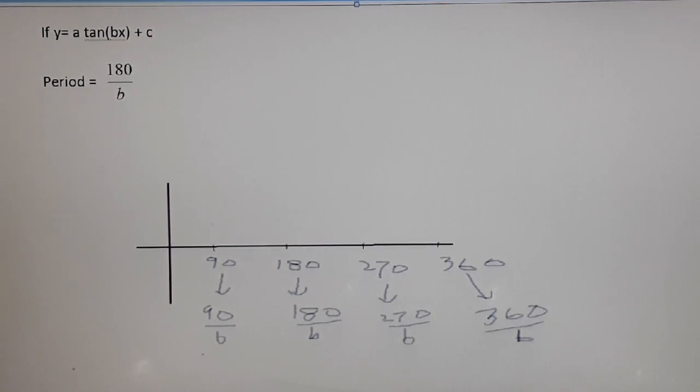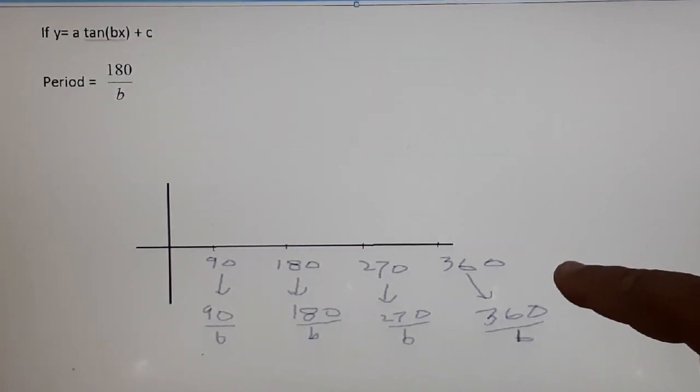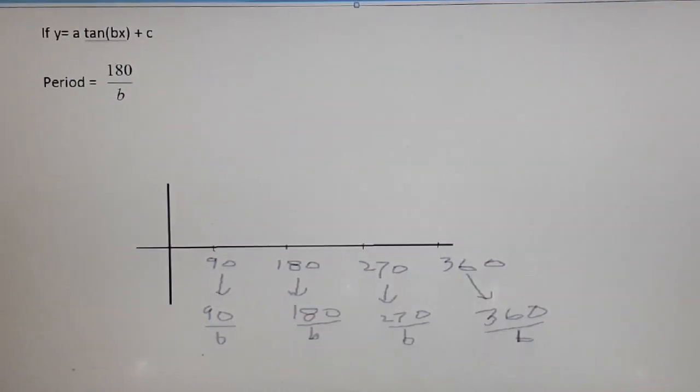Similarly, we will have the corresponding changes in the values of the horizontal axis. We will divide each value by b and get the corresponding value. So 90 will become 90 upon b, 180 will become 180 upon b, 270 will become 270 upon b, and similarly 360 will become 360 upon b, and the same process will be carried out with the mid values of these intervals.